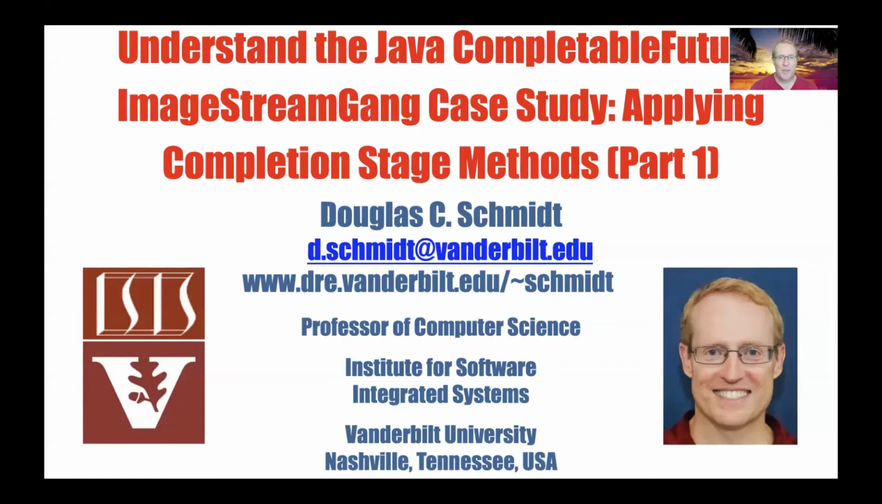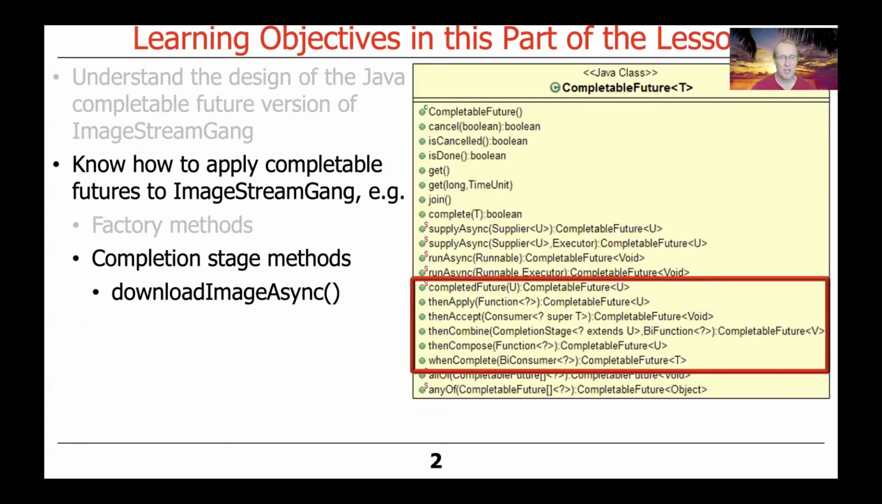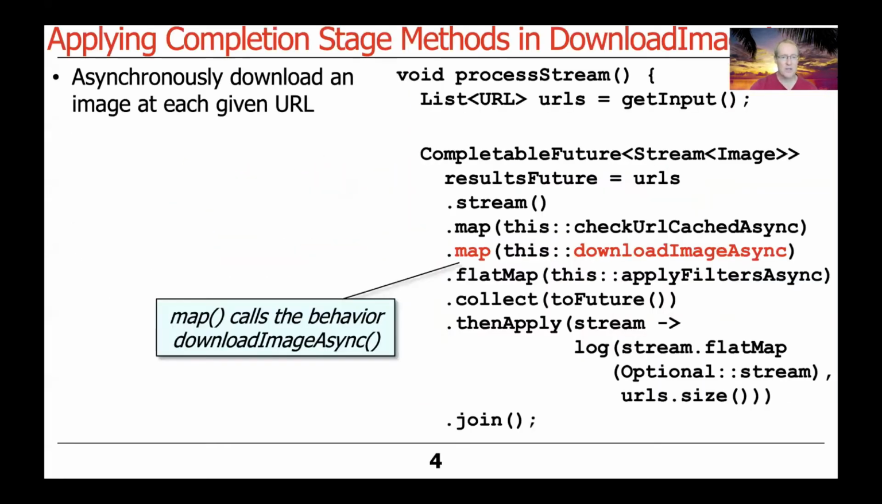Now that we've finished talking about factory methods, let's start talking about completion stage methods. And we'll see there's a couple different parts to this because there's a number of different completion stage methods used in our CompletableFuture implementation of the ImageStreamGang case study. We're going to start by looking at a method that's implemented here called download image async, and we'll take a look at the completion stage methods that it uses.